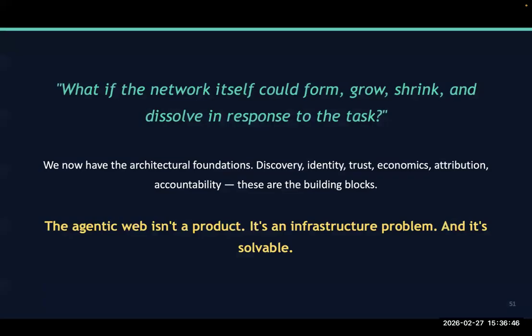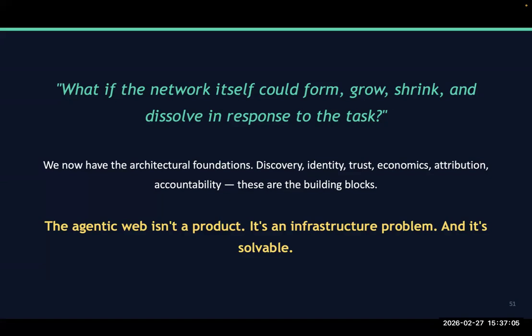So big picture is, we were asking ourselves, what if the network itself could form, grow, shrink, and dissolve in response to the task? And we have now some of the architectural foundations for that, or at least an appreciation of the challenges that we have to confront. Discovery, identity, trust, economics, attribution, accountability. These are all the building blocks.